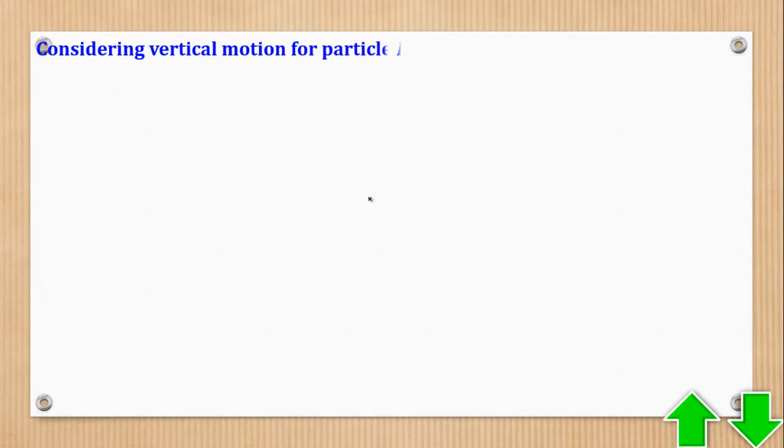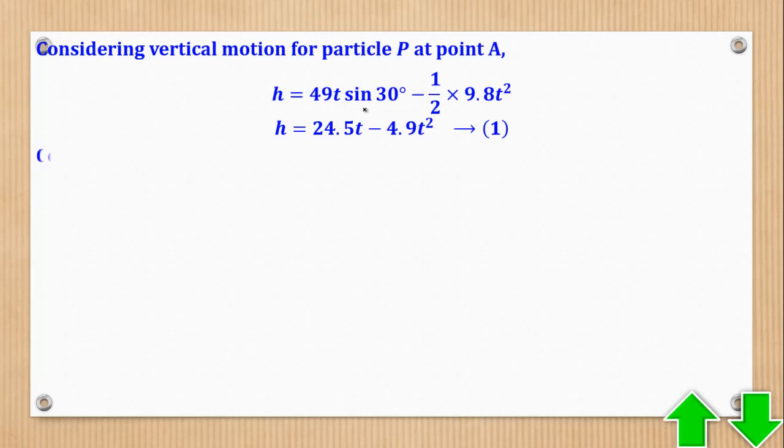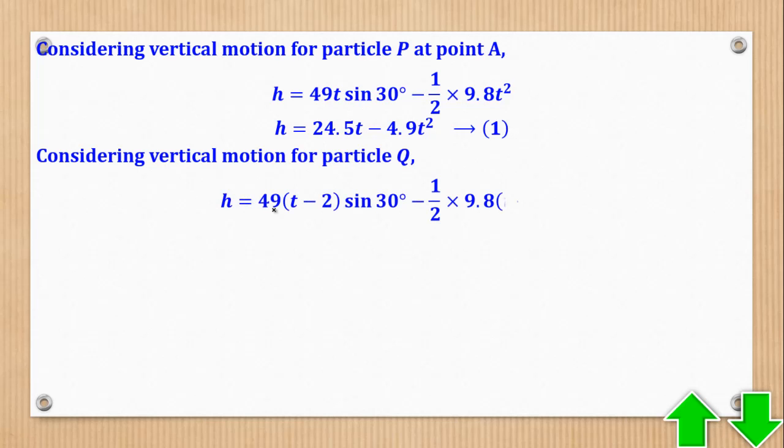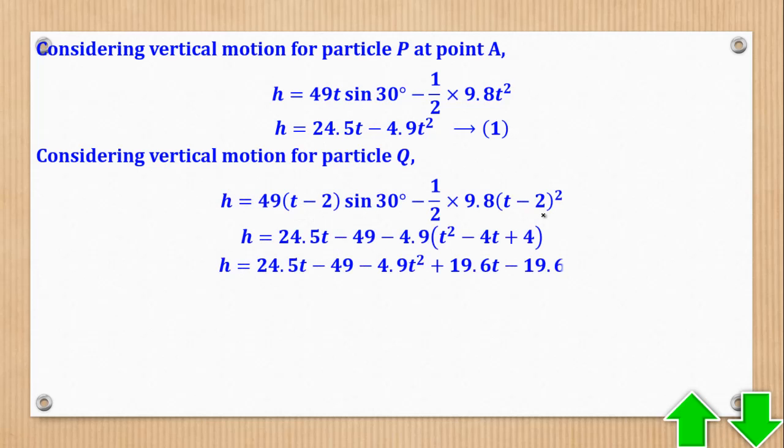So considering the vertical motion for particle P at point A, we have h is equal to u.t sine 30 minus a half gt squared, which is equation 1. Then for the particle at point B, it used less time, so it is t minus 2, the time, but the rest are the same. So expand, simplify to get the equation 2.